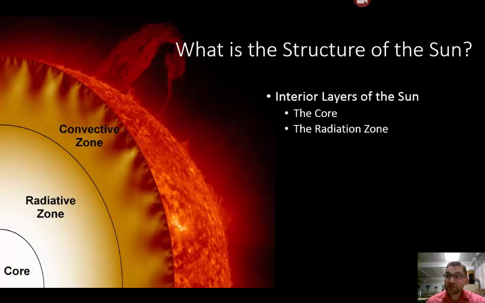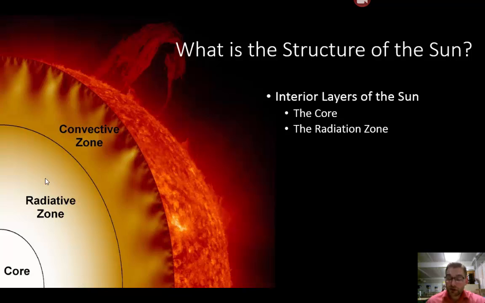The radiation zone. The energy produced in the sun's core moves outward through the radiation zone. The radiation zone is a region of very tightly packed gas where energy moves mainly in the form of electromagnetic radiation. Because the radiation zone is so dense, energy can take more than 100,000 years to move through it. We can see the radiation zone, or the radiative zone, here.